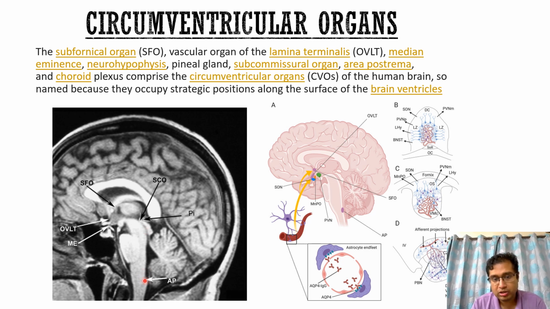This is very important, the dorsal part of the medulla. And why it is so important, I'll come to in the later part of the video. These all comprise the circumventricular organs of the human brain. They are so named because they occupy strategic positions along the surface of the ventricles.